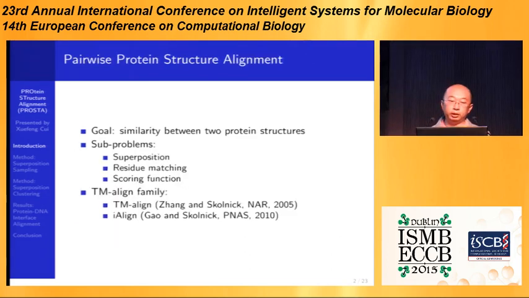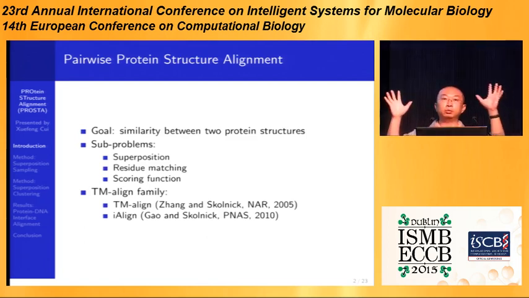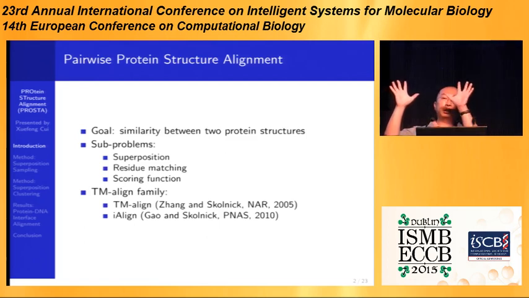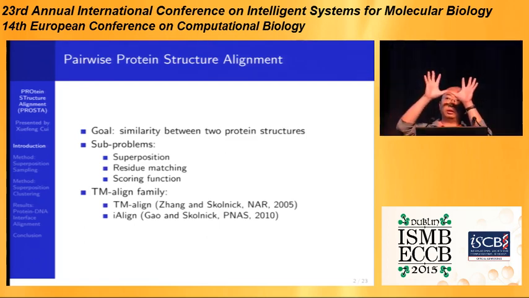So this writes a pairwise protein structure alignment problem. The goal is to evaluate and demonstrate the similarity between two protein structures. And typically, it can be divided into three sub-problems. So if I think about my two hands as two protein structures, first, we need to superimpose them. So we translate the two hands together and then rotate them so they overlap. This is called the superposition.